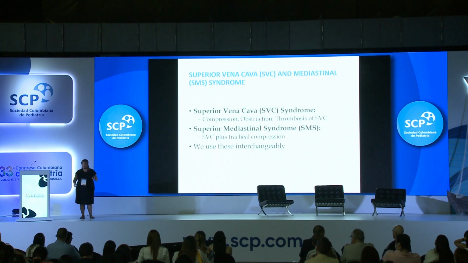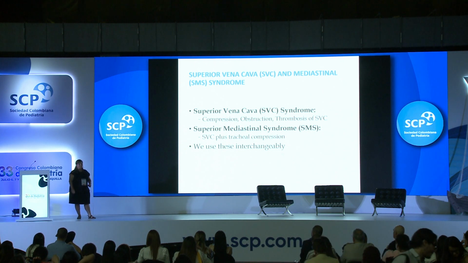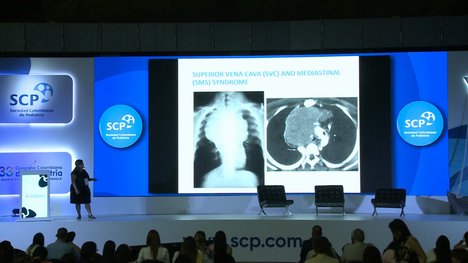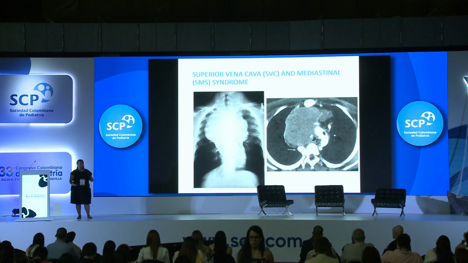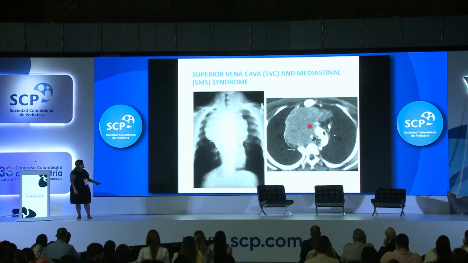SVC syndrome is compression, obstruction, and thrombosis of the SVC. Superior mediastinal syndrome, on the other hand, is SVC plus tracheal compression. And we use these interchangeably. This is just a picture of what this can look like and really demonstrates why these are such clinical emergencies. This is a patient presenting with a large mediastinal mass here that really takes up most of the thoracic diameter. And over here, you can actually see significant compression of the trachea due to a mediastinal mass.